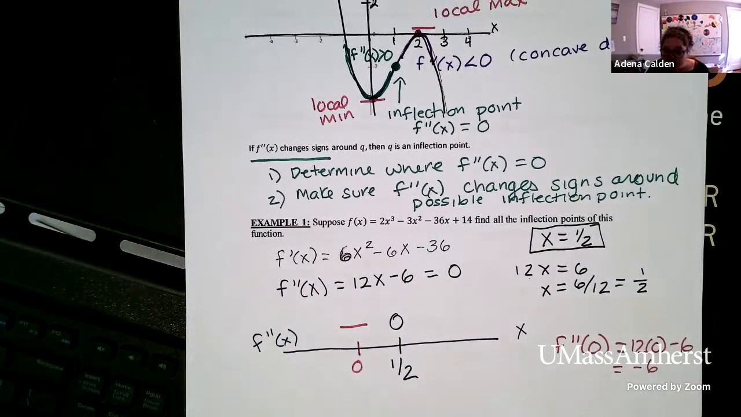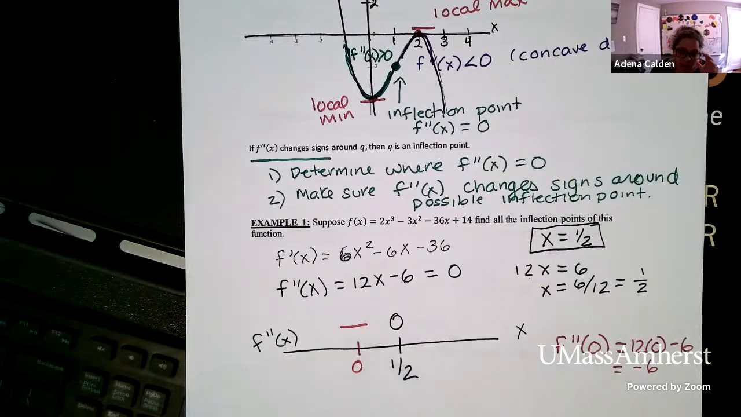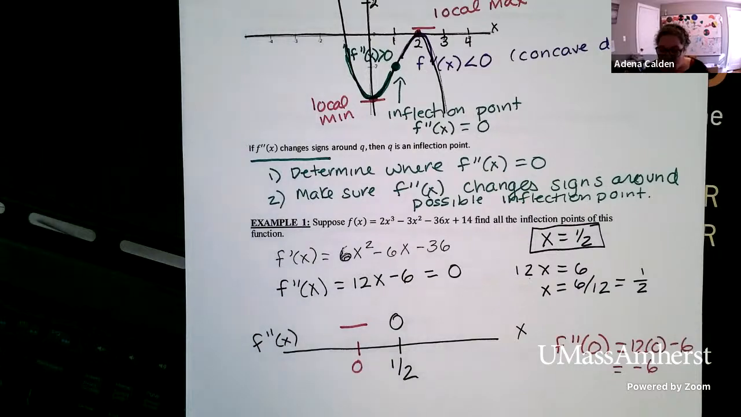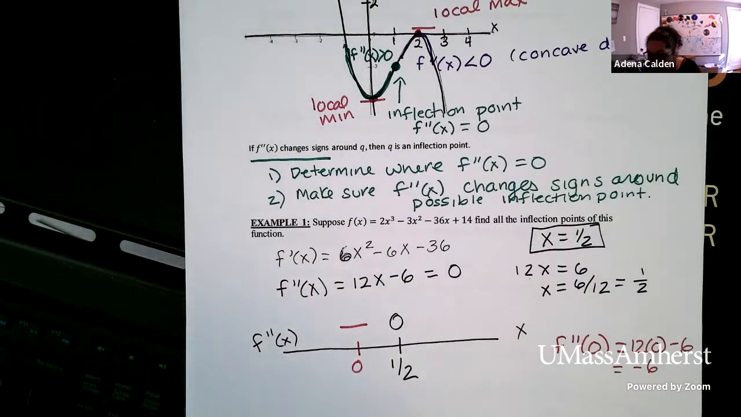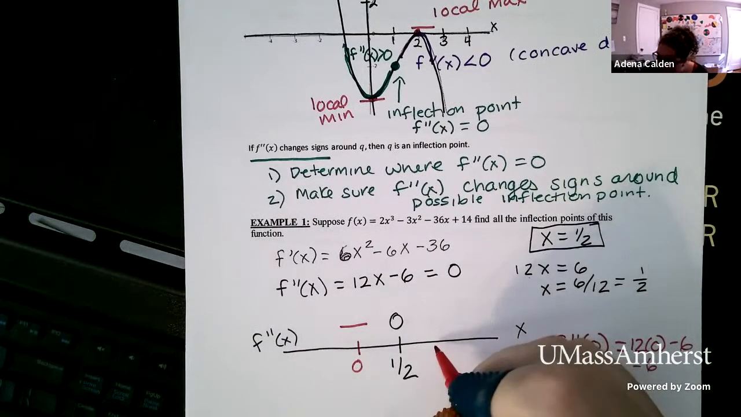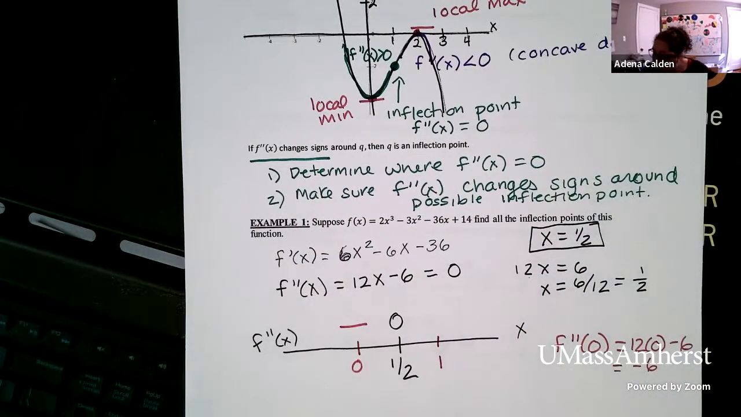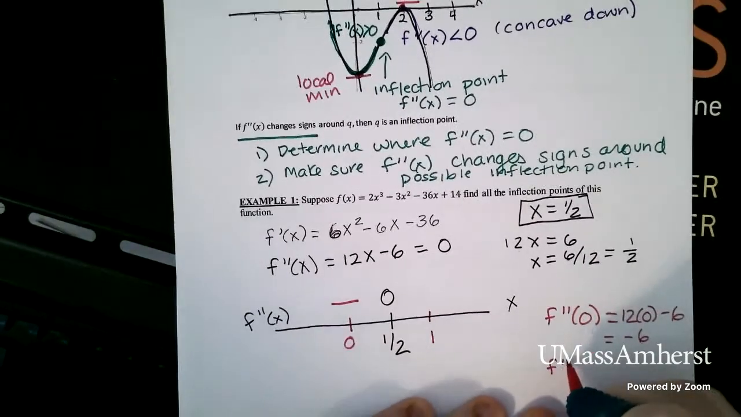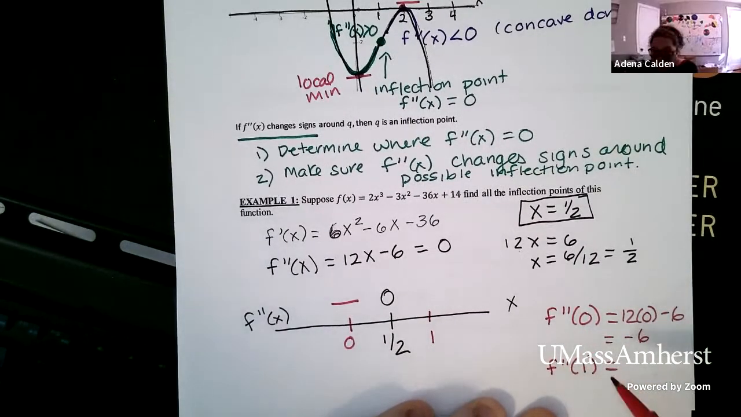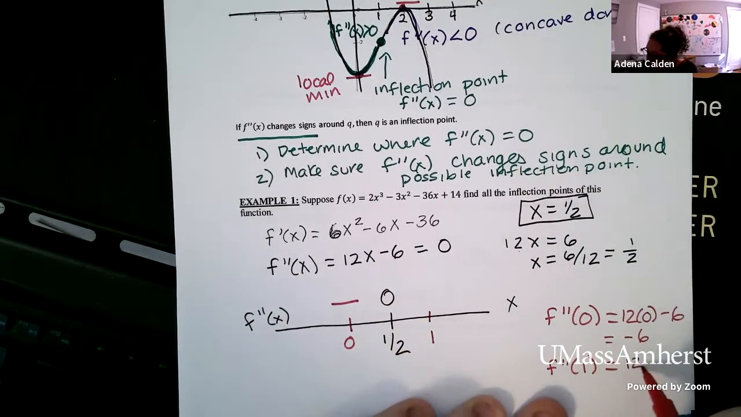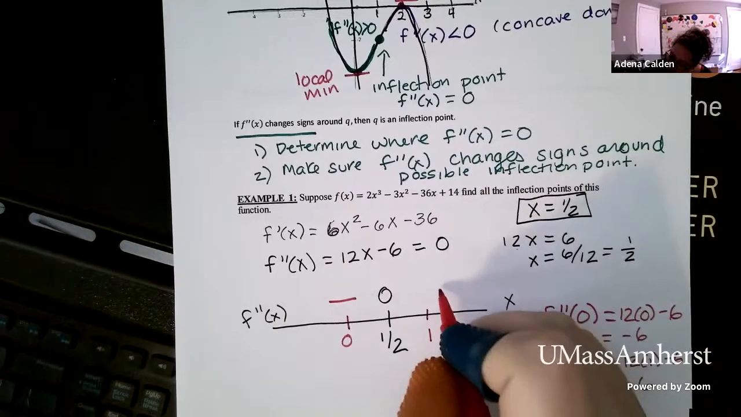So in the original function, everything to the left of 1/2 is going to have a negative second derivative. If you have a negative second derivative, this means the original function was concave down. Okay. I also want to test something to the right of 1/2. So I'm going to pick 1. So again, I'm going to plug in 1, and I'm plugging into my second derivative because I'm interested in the sign of the second derivative. So I have 12 times 1 minus 6, which is positive 6.